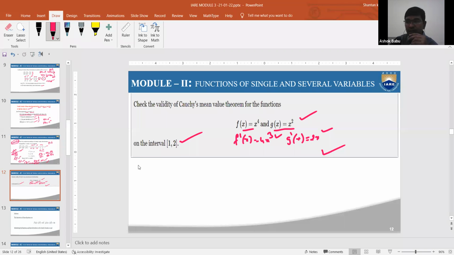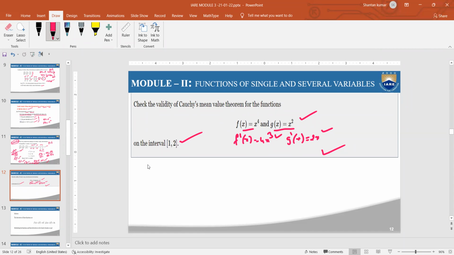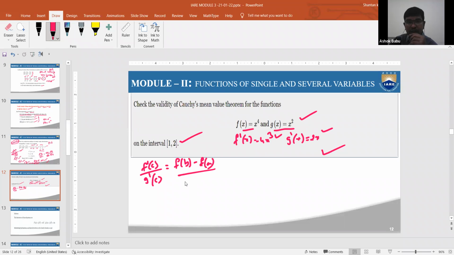Anyone? Yes, anyone tell me? We need to be fast. F dash c by g dash c equal to f of b minus f of a by g of b minus g of a, sir. F of b minus f of a by g of b minus g of a.